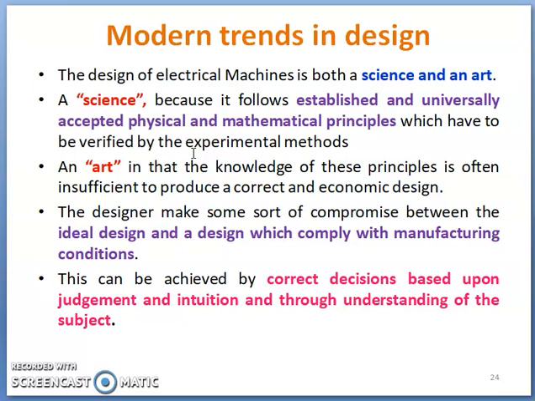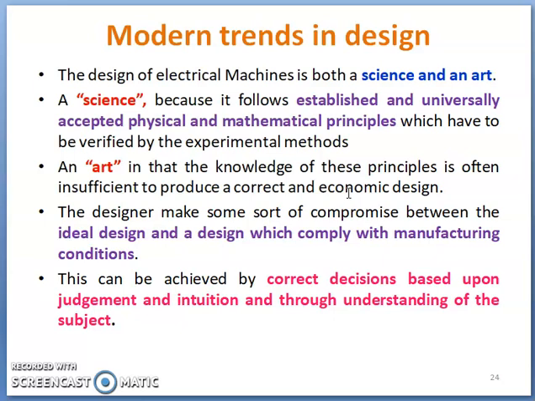Then what art is involved in the design of an electrical machine? The art is that knowledge of these principles is often insufficient to produce a correct and economic design. Even if the designer follows well established and universally accepted physical and mathematical principles, sometimes those principles are insufficient to produce a correct and economic design, because the major considerations in all designs are cost, durability, reliability, and compliance with performance criteria as laid down in standard specifications.